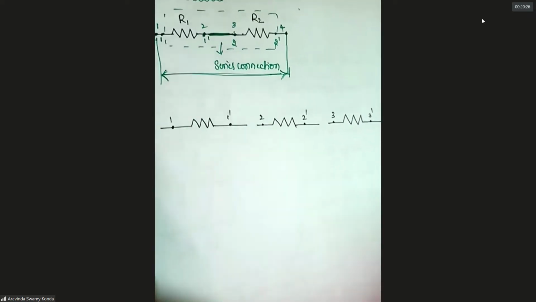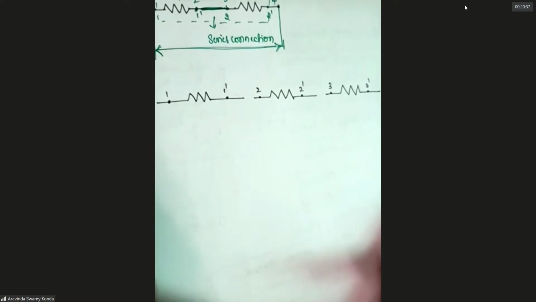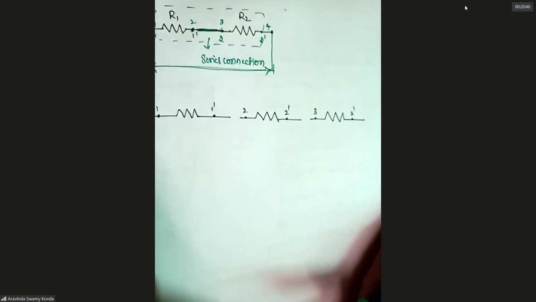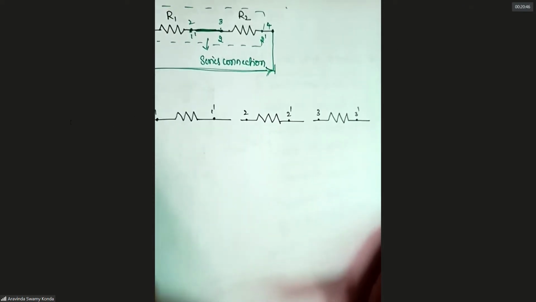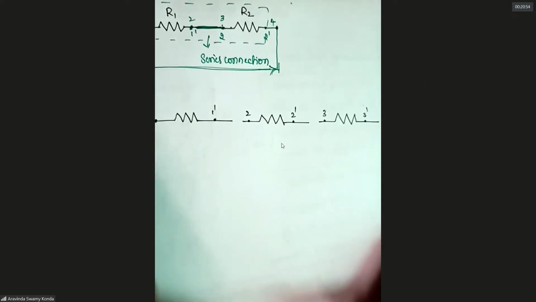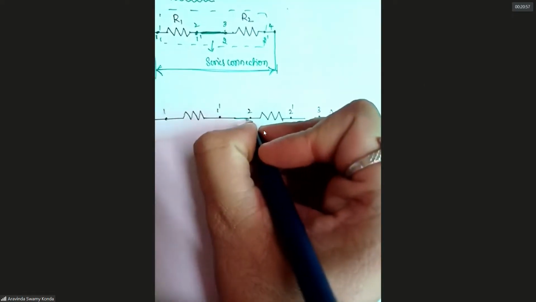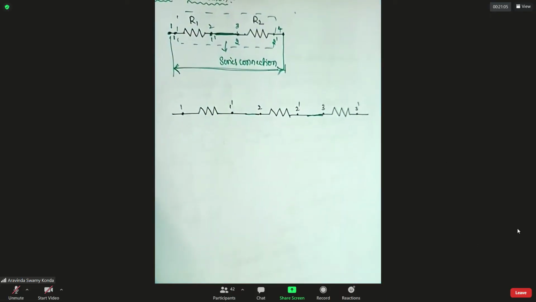When you say this is connected in series, how do you want to connect it? Connect opposite terminals. I have already assigned the numbers. Whichever numbers you want to connect, those are to be connected. 1-2, 1-2, very good. And 2-3, very good. So this is the way to connect the resistors in series.